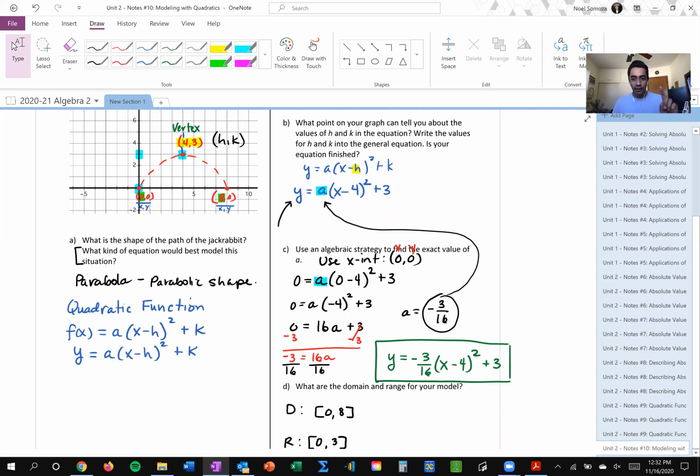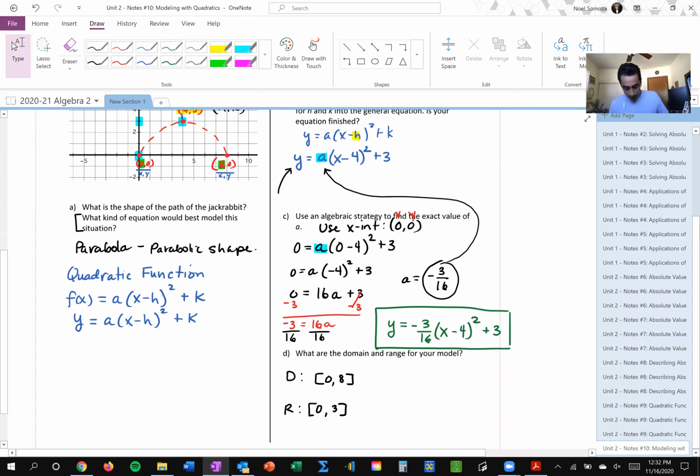That's not the vertex. It can't be the vertex over again because then you're going to run into problems in the calculation. So you pick another intercept point. One of them, doesn't matter which one. And you solve for a. Once you've solved for a, that's it. You just have to go back and plug it in so that you have the full quadratic equation that represents this scenario, right? And then if you're looking for your domain and your range, it's the domain and the range of the model. It's the situation that is being modeled, right?